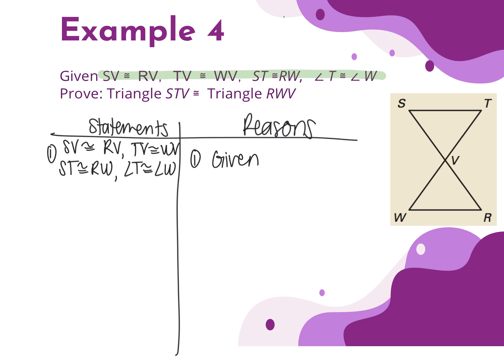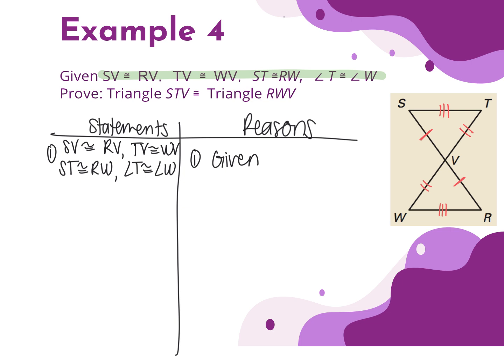Remember, in order for triangles to be congruent, you have to name all three sides and all three angles to be congruent. So that's why I'm going to draw what they gave me. They told me SV is congruent with RV, or VR. Should be one tick mark. Then I have TV is congruent to VW, or WV. That's my second congruent side. Then I have ST is congruent to RW, or WR. That's my third congruent side.